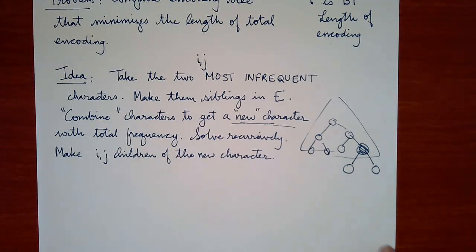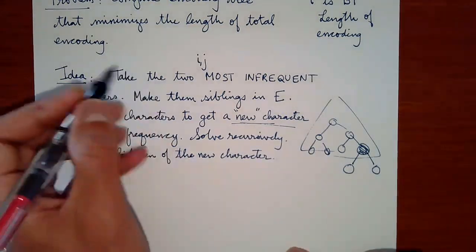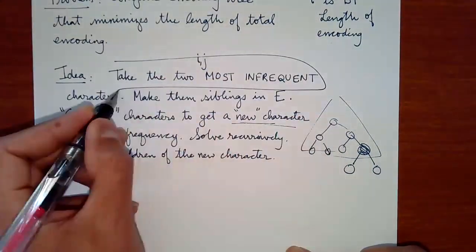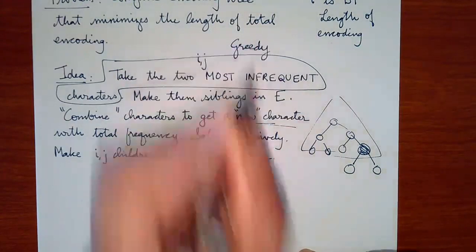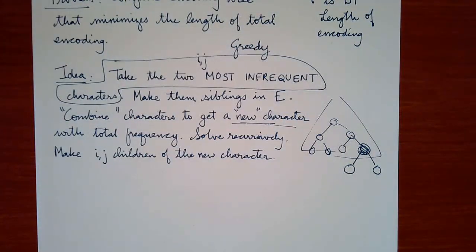So this is the idea of Huffman coding. And it's a greedy algorithm because you simply just take the two most infrequent characters. This is the greedy part. You don't need to do dynamic programming here, so this is very efficient. And using a priority queue, like a binary heap, which is a classic use of a priority queue, one can construct the optimal encoding tree in n log n time.